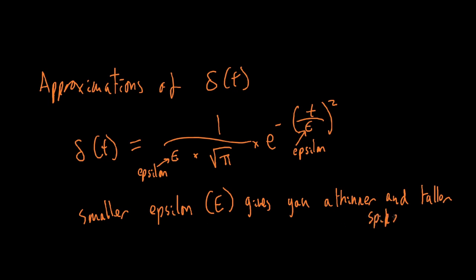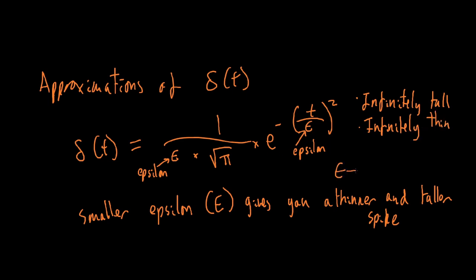So the smaller epsilon is, the better the approximation of the delta Dirac function. Remember, the delta Dirac is infinitely tall, infinitely thin. And in this equation, as epsilon approaches 0, you get infinitely tall, infinitely thin. Now, in reality, or on a computer, you cannot approach 0 because you don't find infinitely tall, you don't find infinitely thin. That just isn't the way it is.